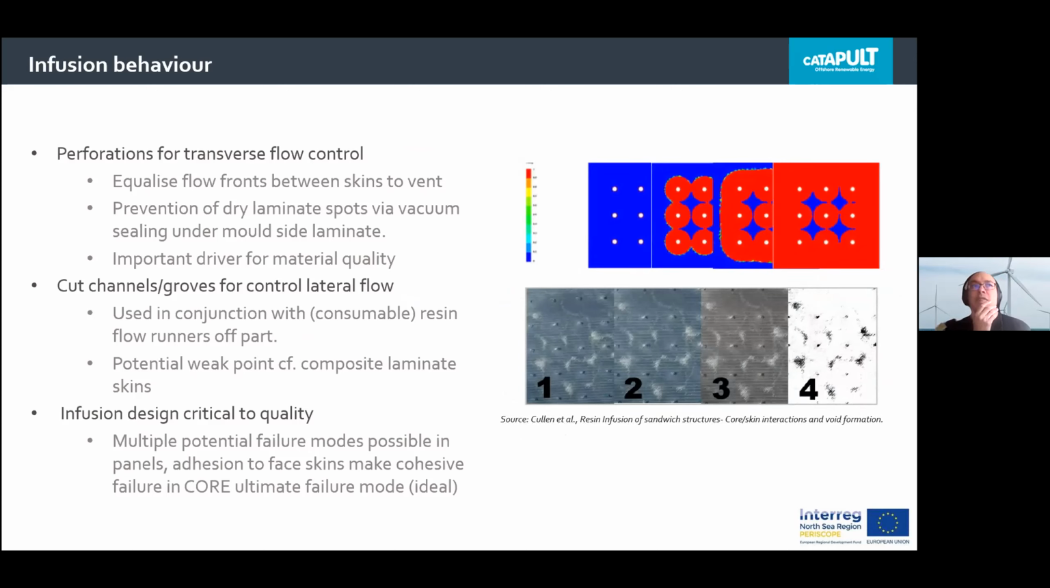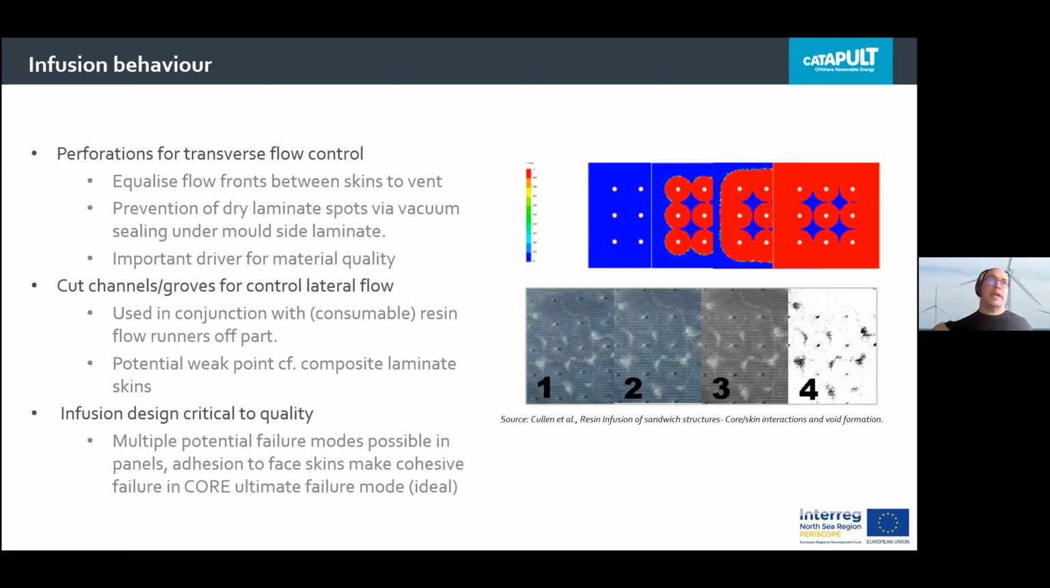This has quite large implications on the quality, however. So those cut grooves and perforations, which are used for flow control to equalize the permeability on either side of the core, their placement, relative size, and periodicity basically change the quality of the laminate you can get on that critical underside of the laminate. So any kind of replacement has to be able to ensure that permeability between the top skin and the bottom laminate skins of the sandwich panel is maintained.